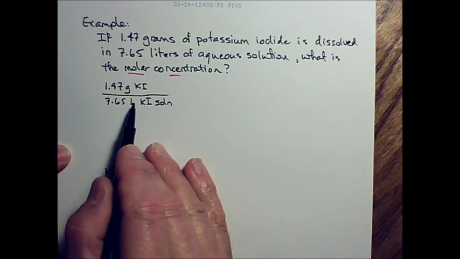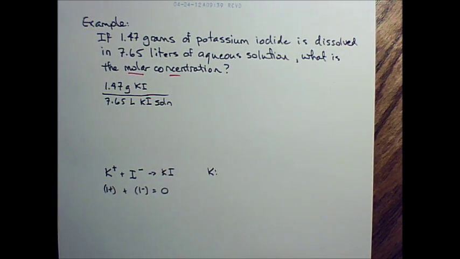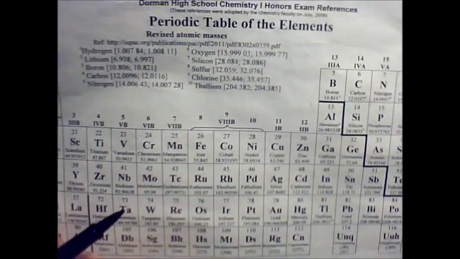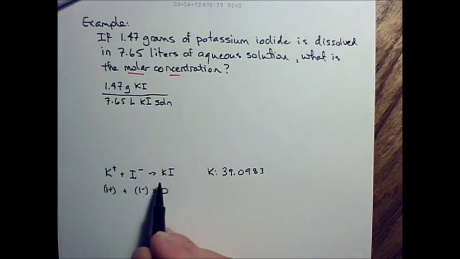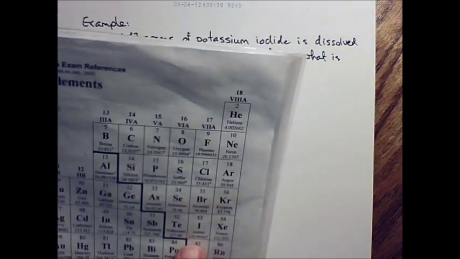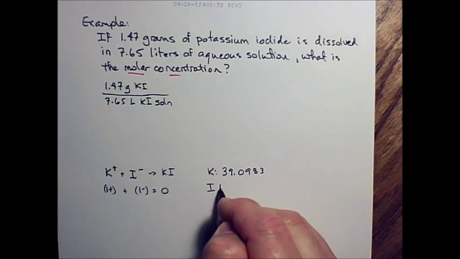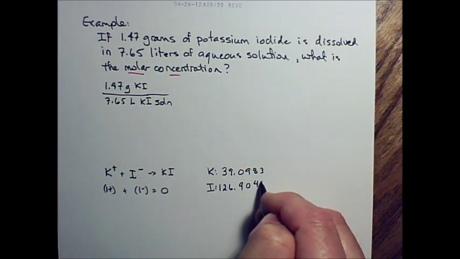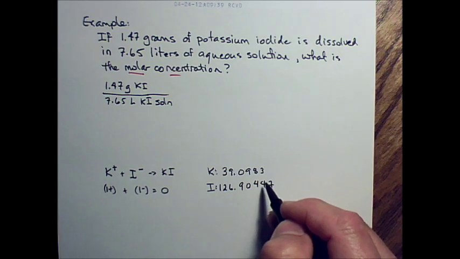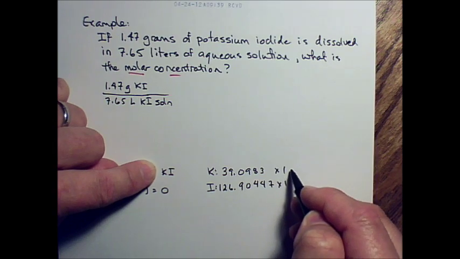Okay, so to calculate the molar mass of potassium iodide, we write down the symbol for K, potassium, and we look on the periodic table, find its atomic mass, 39.0983. We find the atomic mass of iodine, 126.90447. We're going to multiply both of these by the number of them we have in the formula. We have 1 potassium and 1 iodine.